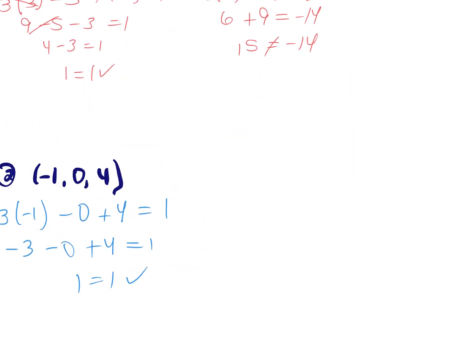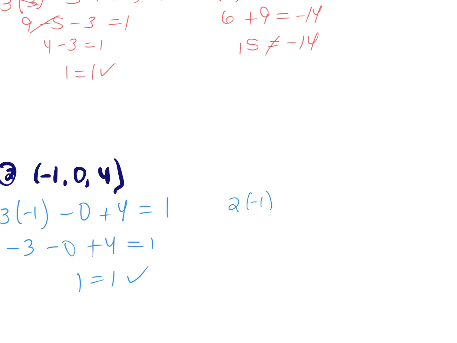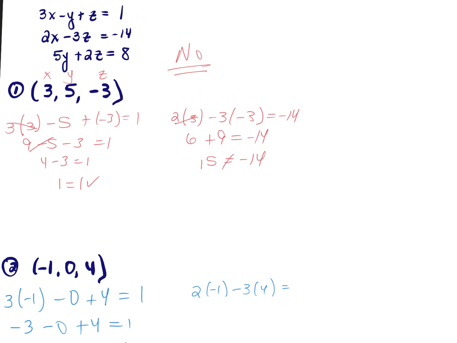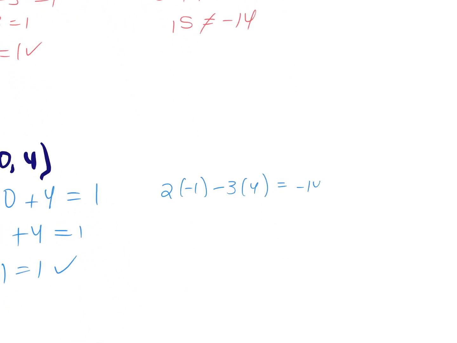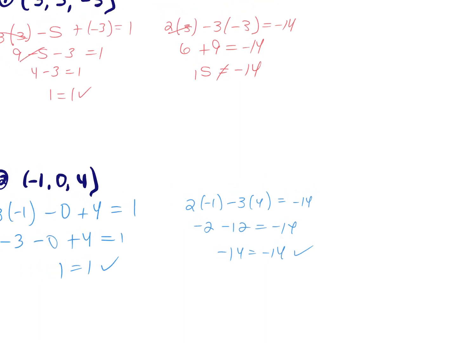2x minus 3z. So 2 times negative 1 minus 3 times 4, does that equal negative 14? 2 times negative 1 is negative 2 minus 12. Negative 14 equals what? Negative 14. So that works. So can we just assume, I'm sure the last one's going to work? No. You've got to make sure. You have to show me that.